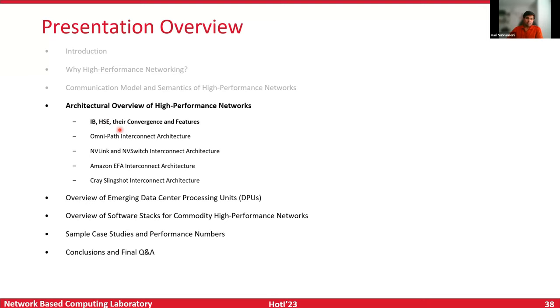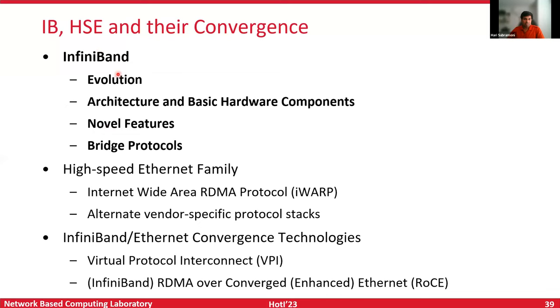Okay. So the basic communication model and semantics that we looked at previously is applicable to almost every high-performance communication network out there. Even though we took the example of InfiniBand, similar concepts of registration, sending, receiving, cookies do exist for everything else. The names may differ, but the concepts are still very similar. So with that kind of a prelude, let's get into more details of InfiniBand and high-speed Ethernet. So we'll talk about the evolution, the architecture and basic concepts, some features and some bridge protocols.